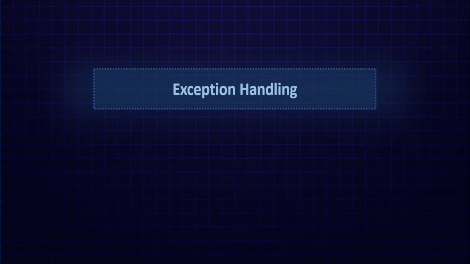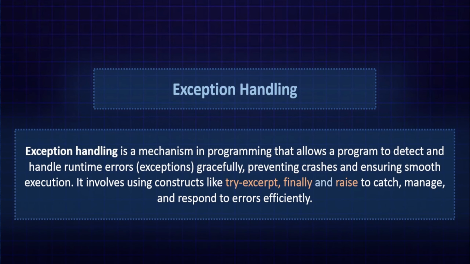So basically exception handling is a mechanism in programming that allows a program to detect and handle runtime errors, also called exceptions, preventing crashes and ensuring a smooth execution of your programs. Okay, it involves using constructs like try, except, finally, and raise to catch, manage, and respond to errors efficiently.